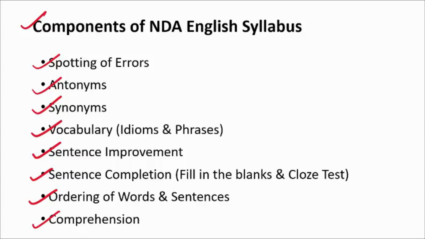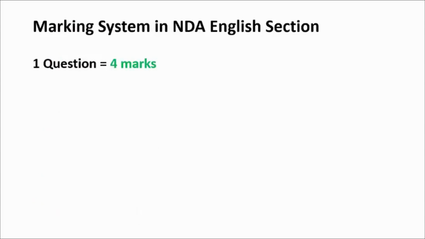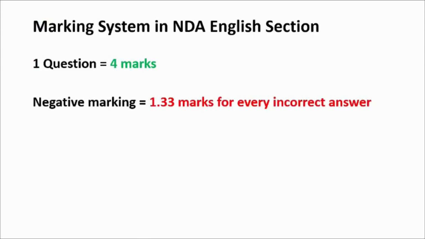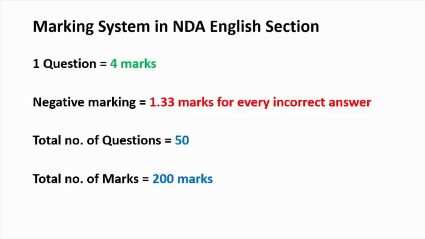So let me give you the marking scheme of the NDA English section. As you know, one question in NDA English section carries 4 marks. However, if you answer any question incorrectly, there is negative marking and you will lose 1.33 marks for every incorrect answer. The total number of questions in NDA English section is 50, and because one question carries 4 marks, the total for the NDA English section is 200 marks.